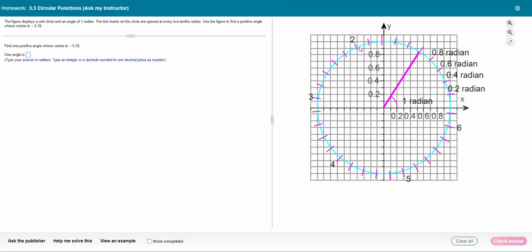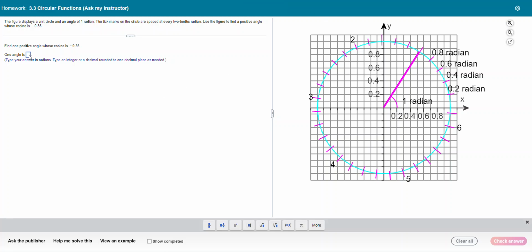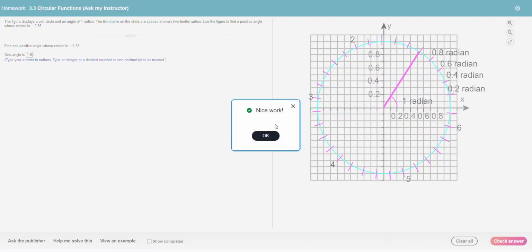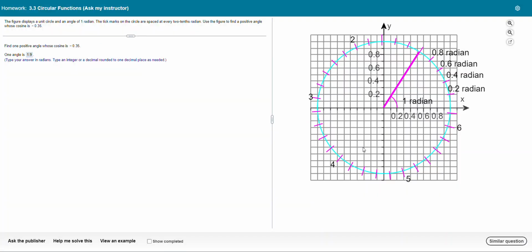So if I put in the positive 1.9, let's see if it gives us a correct answer. Nice work. Again, if you put in this answer resulting in the third quadrant at 4 point, let's say 3 or 4, that would have resulted in the same correct response also, because there are two angles that when I take the cosine of them are going to result in a negative 0.35. So I hope that helps you solve that question.